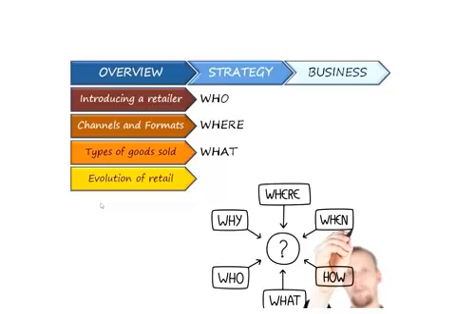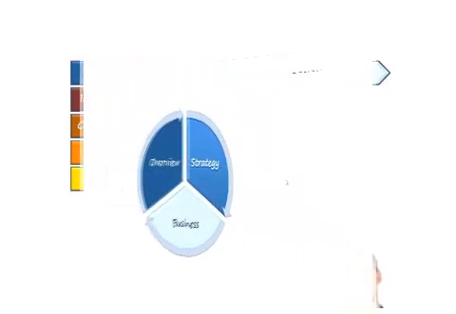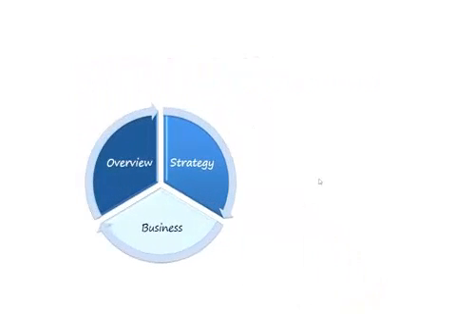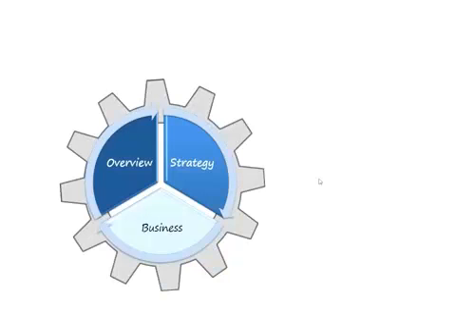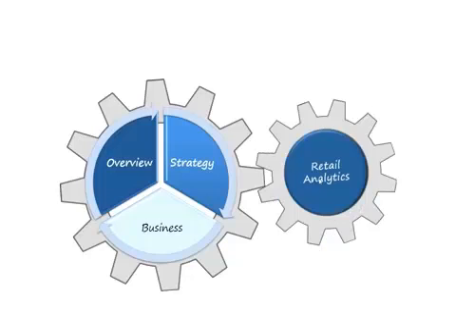The evolution of retail answers why retail today is the way it is and how it has evolved and changed over the years. The next two modules, strategy and business, define the workings of retail by defining how the retail business is designed and operated upon. Hence, after covering these three modules, we would be having a holistic knowledge of the retail business, and this knowledge would drive our understanding of the final module, which is the retail analytics.